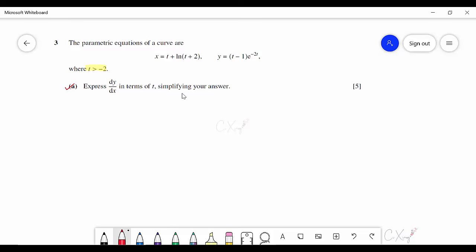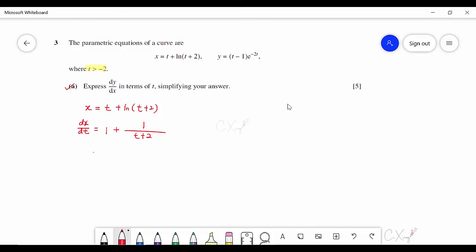Of course, when you want to get dy/dx in parametric equations, you need to differentiate the two parametric equations separately first. I have x equals t plus ln(t plus 2). For this parametric equation, I'm going to find dx over dt. Differentiating the first term t, you get 1, which is a constant, then plus. When you differentiate ln(t plus 2), you get 1 over (t plus 2), times the derivative of t plus 2 inside the bracket, which is 1. So you have 1 over t plus 2.